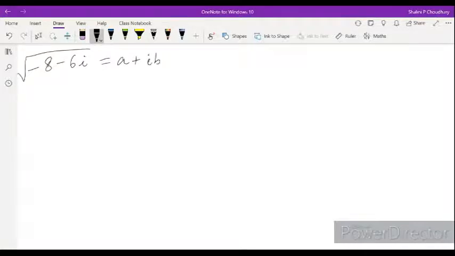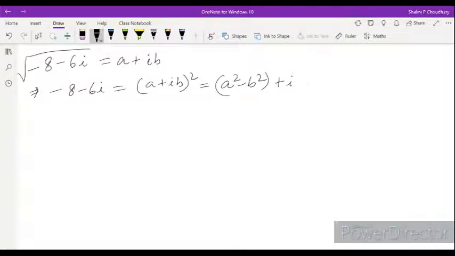Now, squaring both sides, we'll get -8 - 6i equal to (a + ib) whole square. So what we'll get for this one? We'll get a square minus b square plus i 2ab. How do we get this? Because a square plus the square of ib, so i square b square will be equal to minus b square, and 2 into a into ib will be equal to i 2ab.